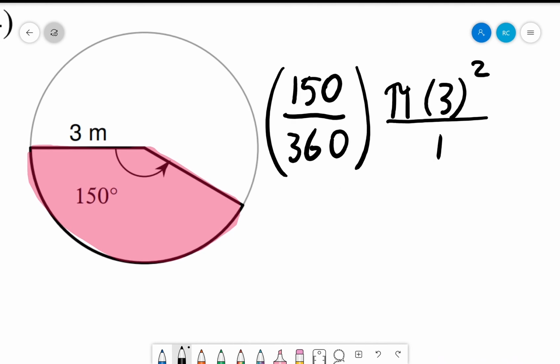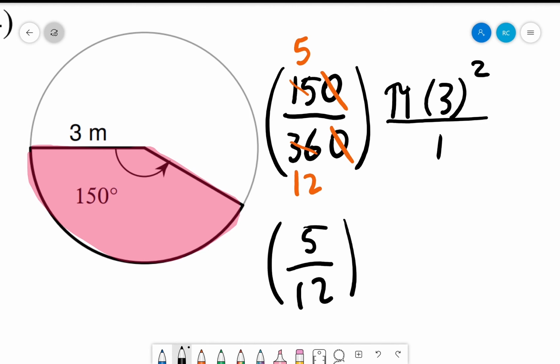Let's see, 150 over 360. They're both divisible by 10, which gives us 15 over 36. 15 and 36 are both divisible by 3, so we'll make that 5 over 12, and I think that's as far as we can go. Okay, so we get 5 over 12 times, let's see, 3 squared is 9, so 9 pi over 1.